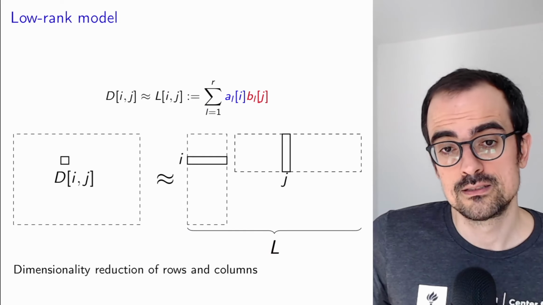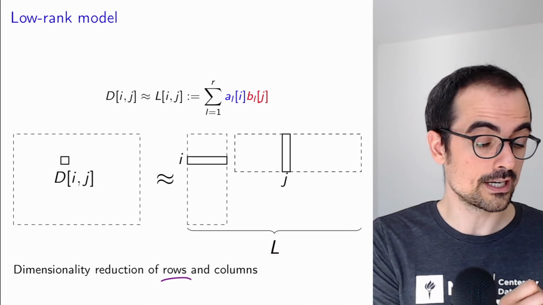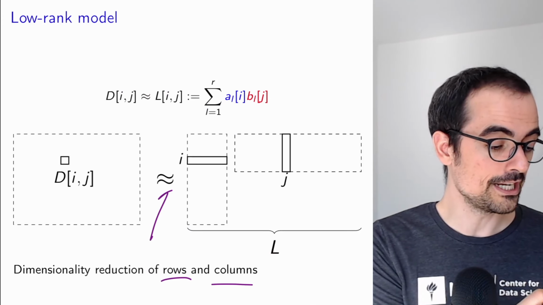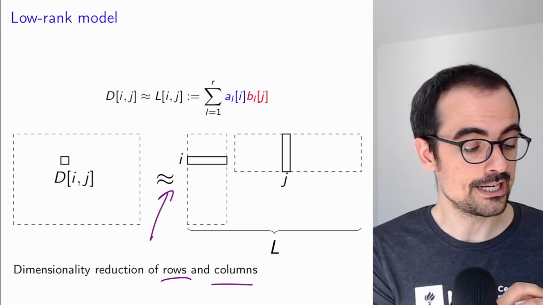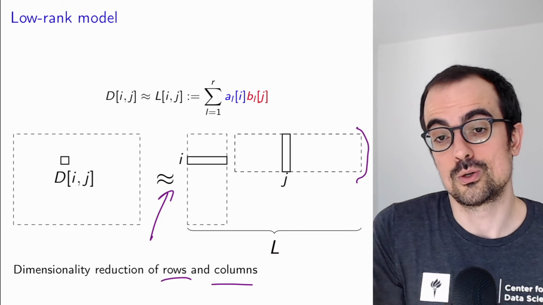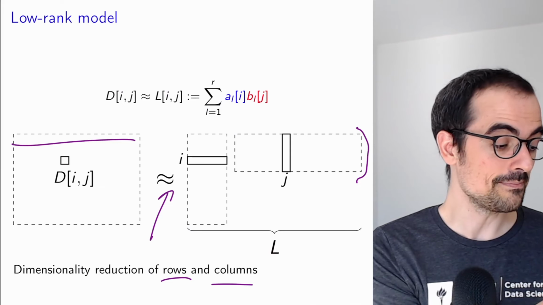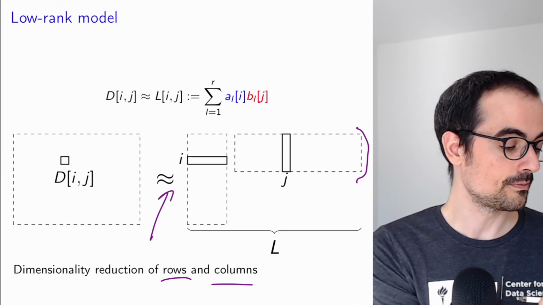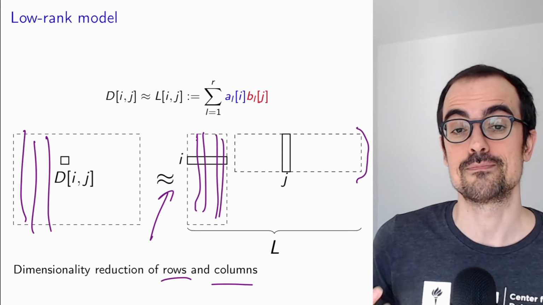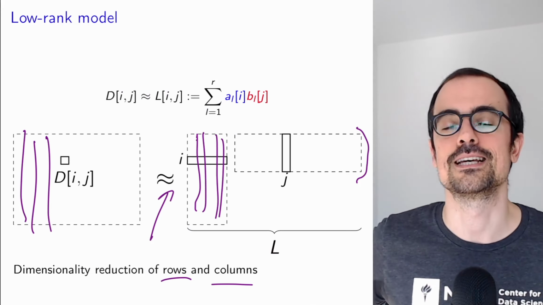We can interpret this low rank model as performing dimensionality reduction of the rows or of the columns, because realize that now the rows in this approximation are all linear combinations of these R rows on the matrix on the right. So we have performed dimensionality reduction of each of the rows of this matrix. But at the same time, the columns of this matrix are now going to be approximated as linear combinations of these R vectors here. So we have performed dimensionality reduction of the columns of the matrix also at the same time.